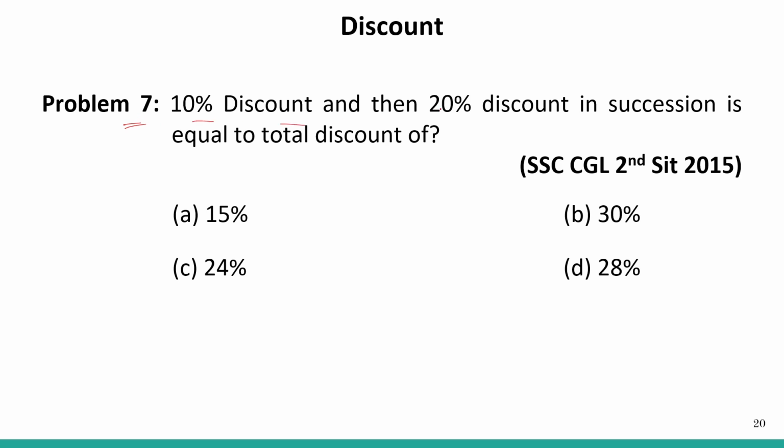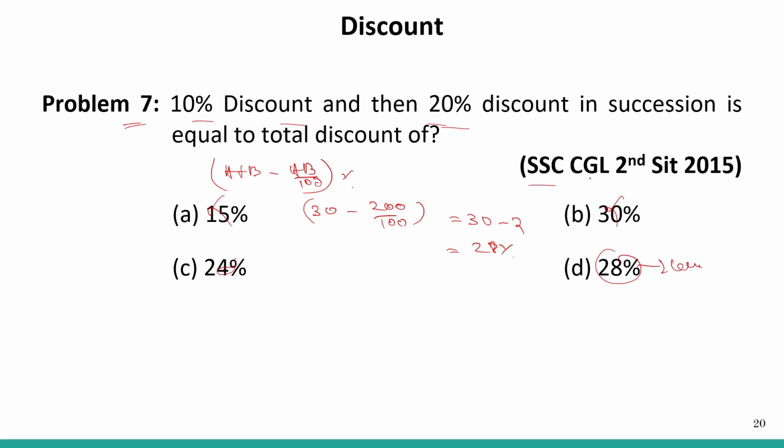So let's see problem number 7. So 10% discount and 20% discount in succession is equivalent to what? So we'll use the formula a plus b minus ab by 100, to get the equivalent percentage. So it will be 30 minus 200 by 100, that is equal to 30 minus 2, that is equal to 28%. Okay, so among option A, B, C and D, only D is correct. B, C and A, these are all incorrect answers. So the question has appeared in SSC CGL second sitting of 2015 paper.